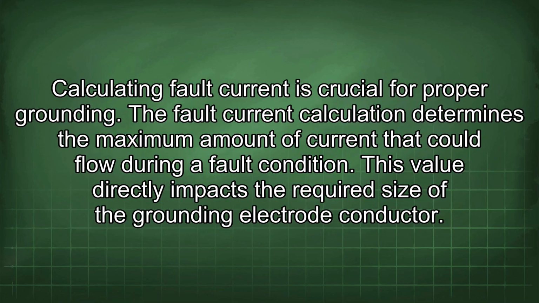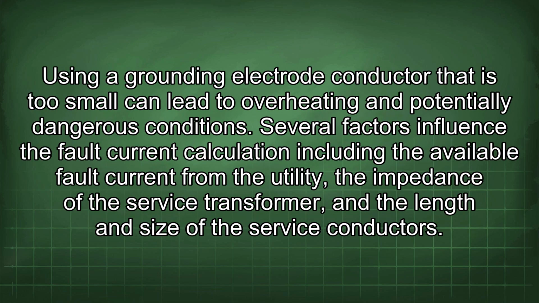Calculating fault current is crucial for proper grounding. The fault current calculation determines the maximum amount of current that could flow during a fault condition. This value directly impacts the required size of the grounding electrode conductor. Using a grounding electrode conductor that is too small can lead to overheating and potentially dangerous conditions.